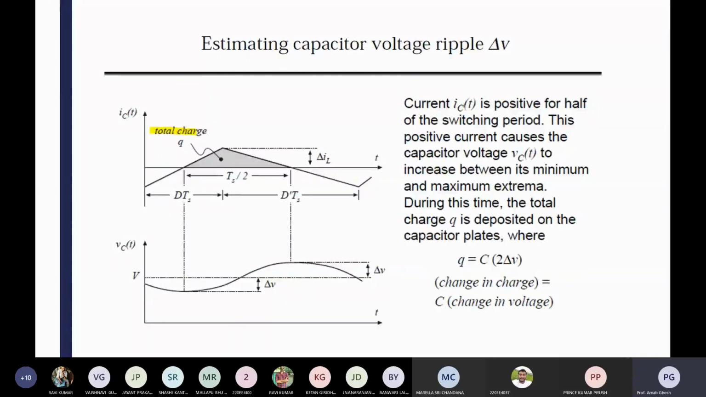Okay, so in the case of current IC, the estimator of the capacitor voltage ripple is delta V. IC is positive for half of the switching period. This positive current causes the capacitor voltage to increase between its minimum and maximum extreme values. During this time, the total charge Q is deposited on the capacitor plates. So that is Q = IC times TS by 2 equals C times 2 delta V. Change of charge equals change of voltage. That value we have to calculate.